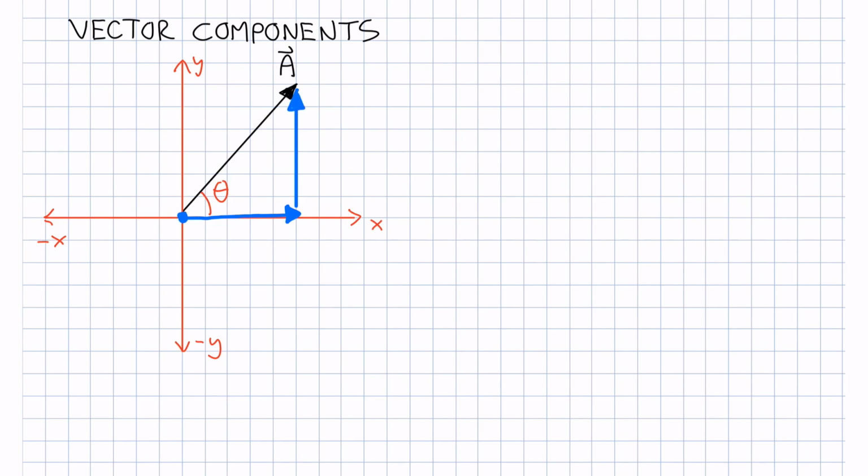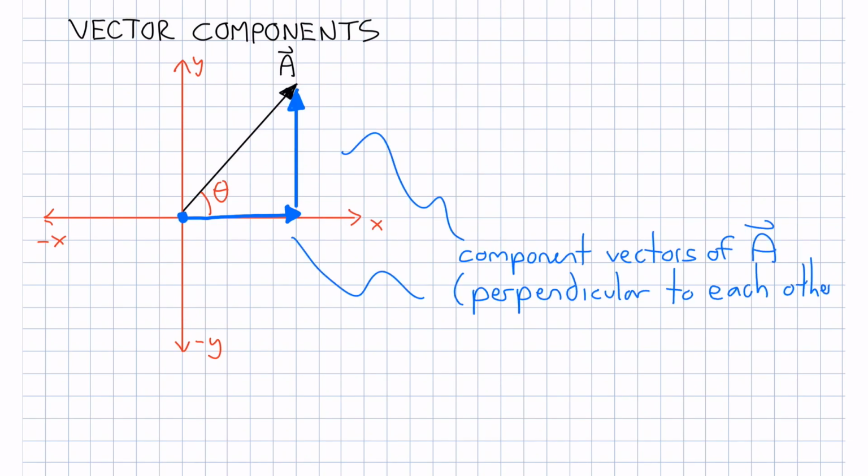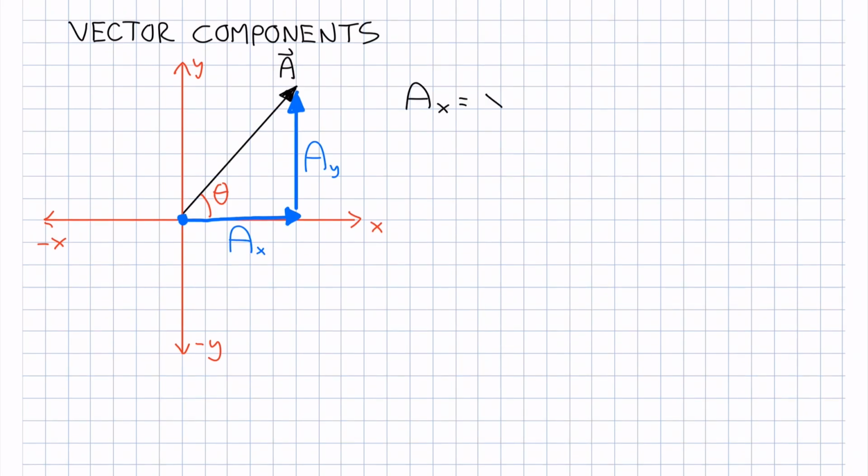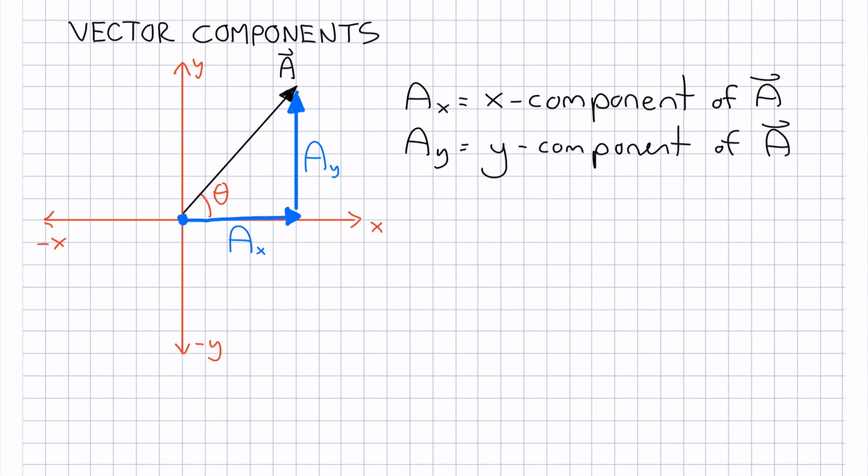Because these two vectors combine to form A, we call them components of A, or parts of A. In this case, the components are perpendicular. We will call the vector that's part of A that points along the x-axis Ax, and the part of the vector A that points along the y direction will be Ay. Specifically, we call Ax the x component of A, and we call Ay the y component of A.